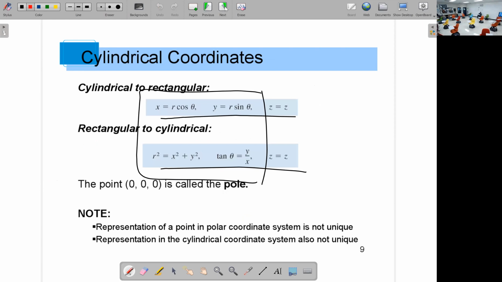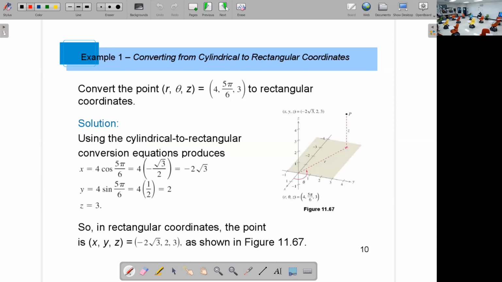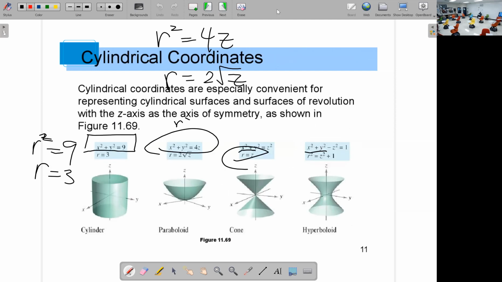Here are our conversion routines. Not a surprise at all if you remember polar. It's showing some of the conversions. Again, this looks exactly like polar, right? The more interesting one is the spherical.